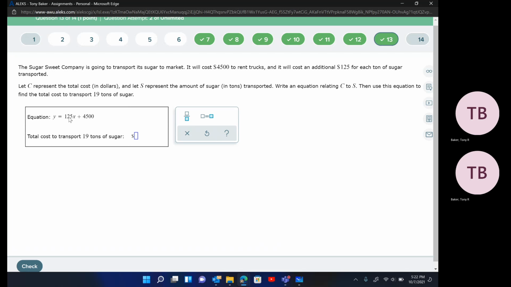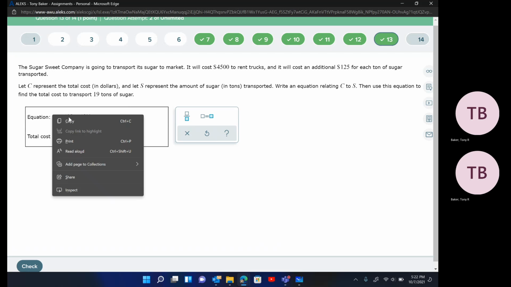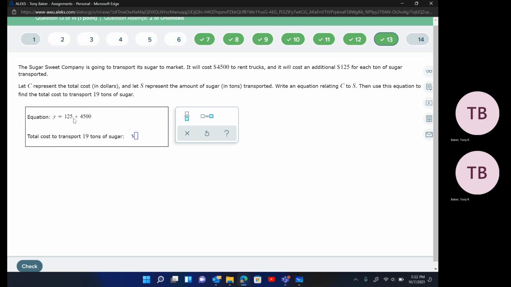Now we just got to use our letters. So that's going to be S, and that'll be C. And there's my equation. Now I'm going to use a calculator to do this because I don't feel like doing it in my head.